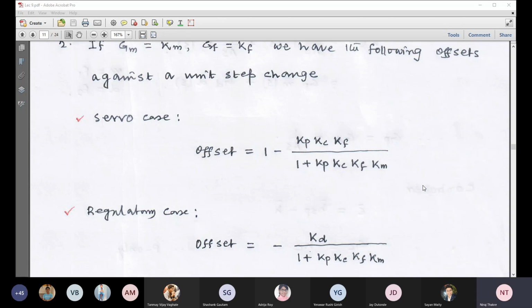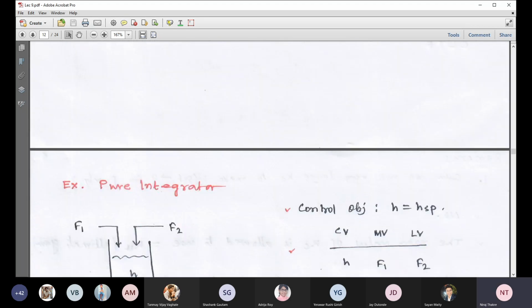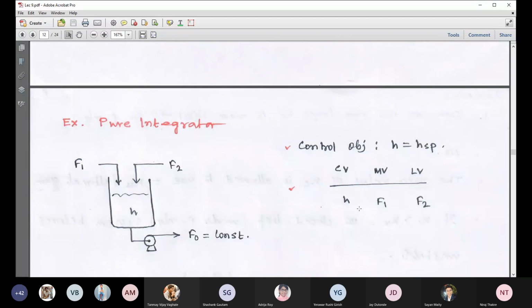Okay, let us start again. So I hope all of you understood till this point. In the next phase, we'll take one example. Okay, let us take one example.